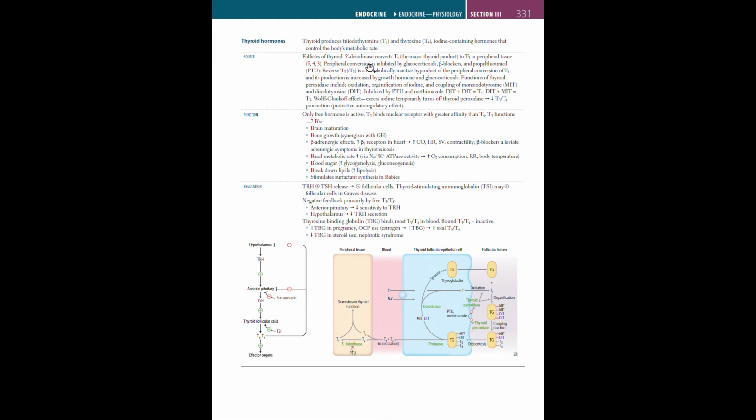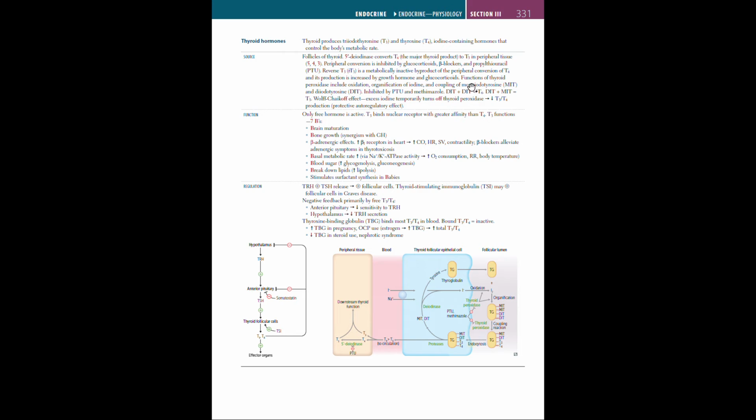5'-deiodinase converts T4, the major thyroid product, to T3. So first it is T4, then it's converted to T3 in peripheral tissue. Peripheral conversion is inhibited by glucocorticoids, beta blockers, and propylthiouracil (PTU). Reverse T3 is a metabolically inactive byproduct of peripheral conversion of T4, and its production is increased by growth hormone and glucocorticoids.